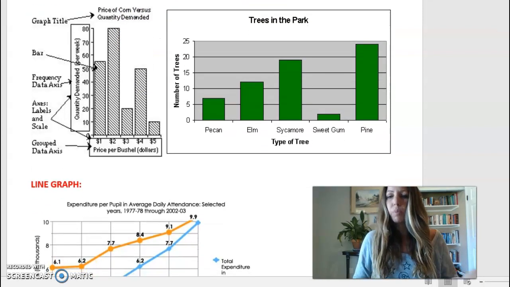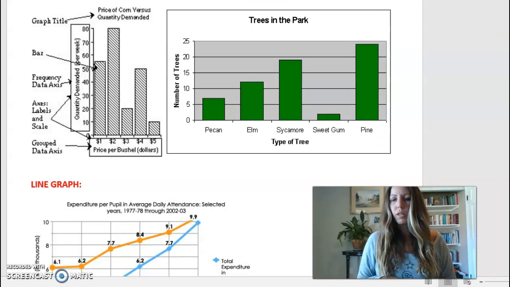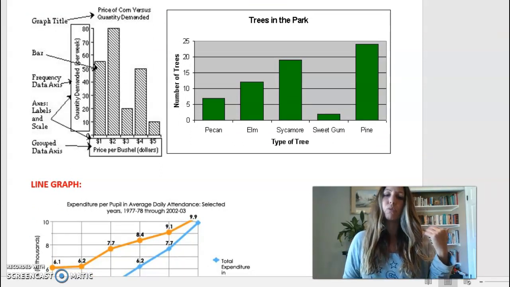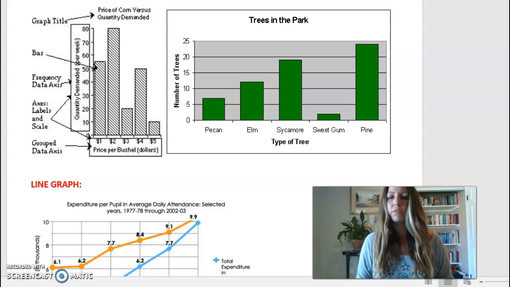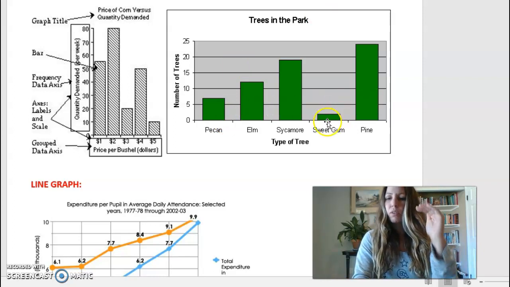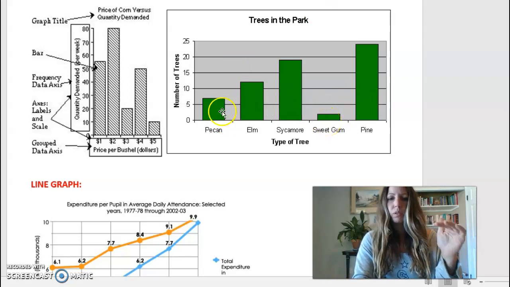so here's our example of a bar graph, trees in a park. So this is your observation of nature lab. I've got 6 pecan trees. It looks like I've got almost 20 sycamore trees. So I know that these are all various trees in a park. There's specific data, so simple bar graph.